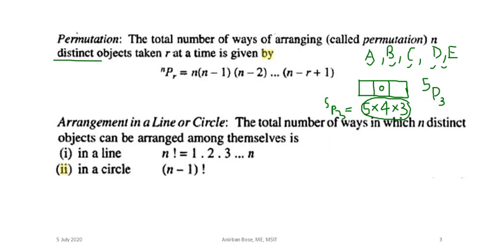The form is that you start multiplying from n, and gradually you reduce by 1 every time, and you do it such that the total number of terms will be the number of ways you are arranging. So how many terms are there? Why that many terms? You see, this is the second term.